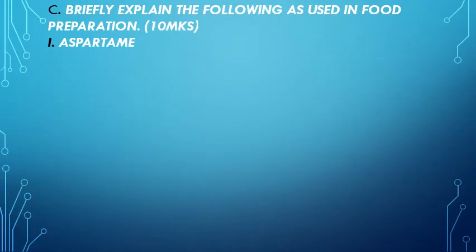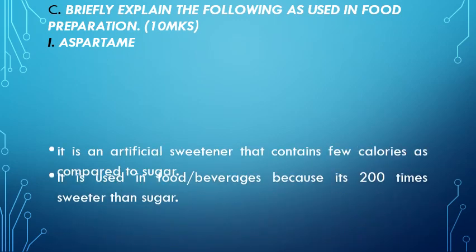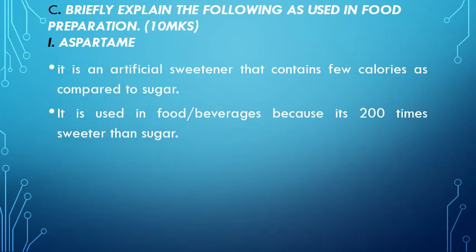Okay, so briefly explain the following as used in food preparation. Now, the first is aspartame. Generally, aspartame is an artificial sweetener. A sweetener is something you add when you want to make your drink sweet, or you want to make something become sweet.